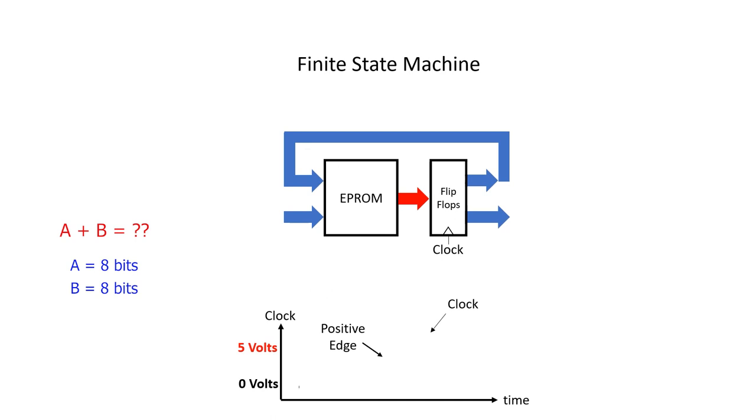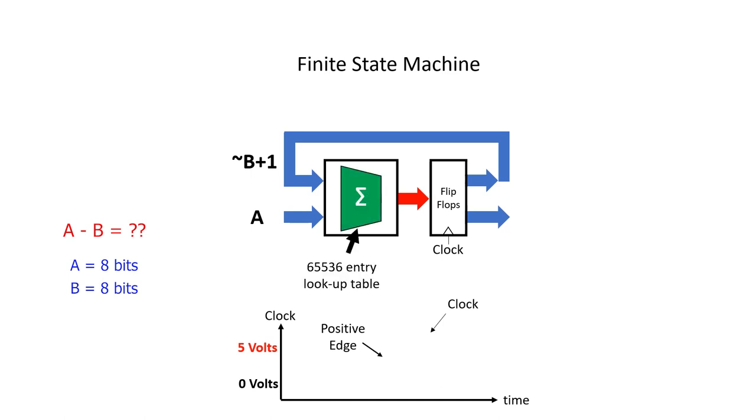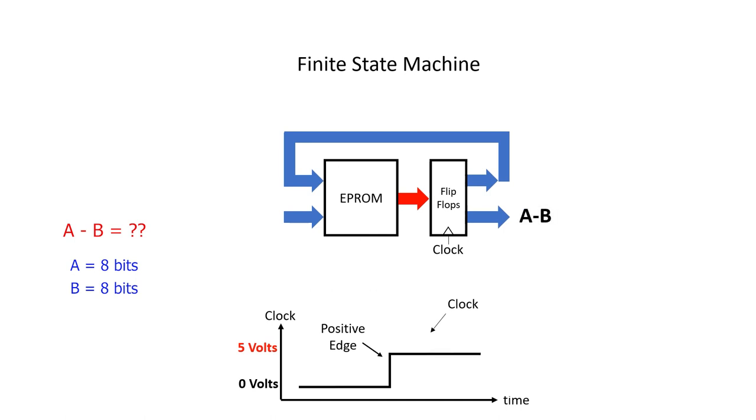We can do something very similar for subtraction. Again, we present B first. Then we use a lookup table in the EEPROM to invert all the bits and add 1. This generates minus B. On the next positive edge of clock, we load this into our feedback flip-flops. We present A on the input, and now our addition lookup table sees A and minus B. It adds these together and produces the output of A minus B. Then, on the next positive edge of clock, this gets sent to the output.